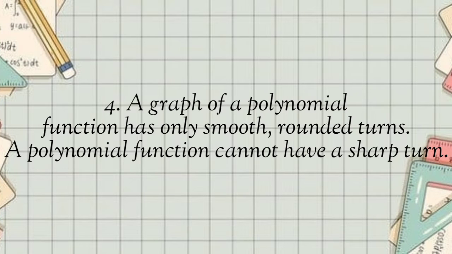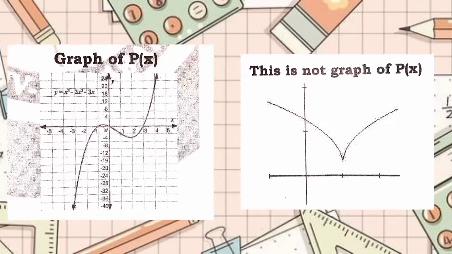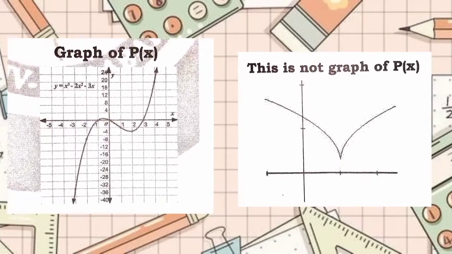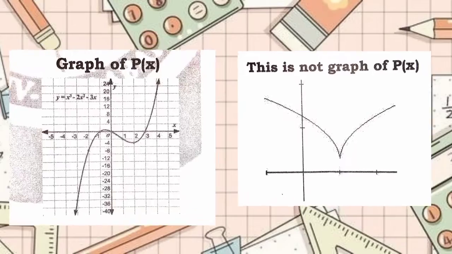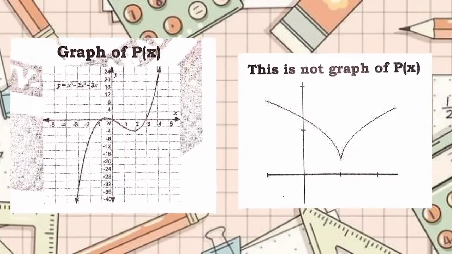Number 4. A graph of a polynomial function has only smooth, rounded turns. A polynomial function cannot have a sharp turn. As we can see on the left side, we have an example of a graph of p(x). On the other side, this is not the graph of p(x).